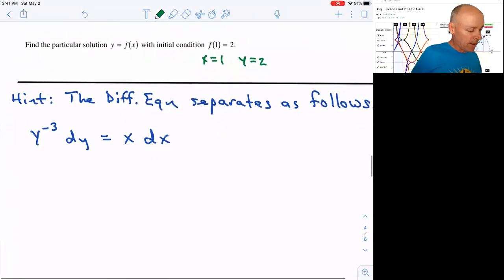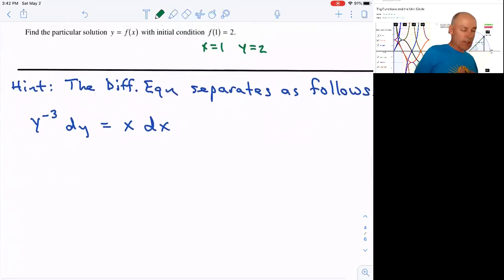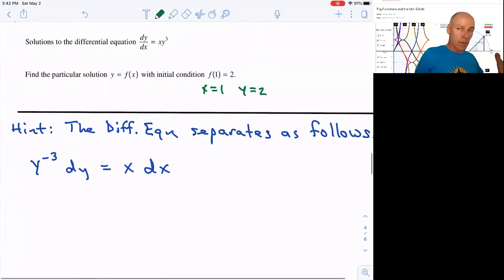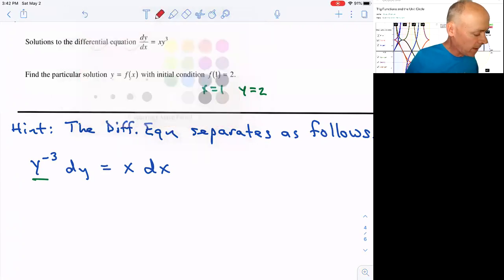Okay, all right, so I gave you guys a hint just to make sure that we got past the separation of variables part. If you divided both sides by y to the third, you'd have y to the third in the denominator on the left side. You could bring it up to the numerator and rewrite it as y to the -3rd. So that was the tricky part on that. I gave you the first step, separated the variables for you. And now I'm going to integrate both sides.